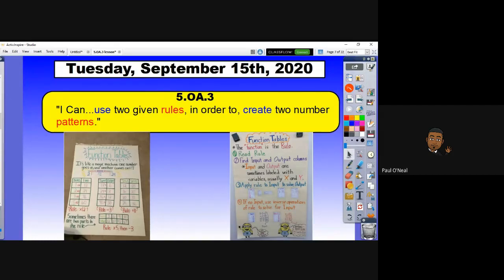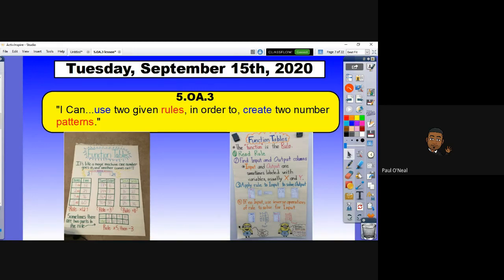All right, everybody. Today is Tuesday, September 15th, 2020. We're going to continue with what we were talking about yesterday, looking at two given rules in order to create two number patterns. Again, I have posted two pictures dealing with two given rules and coming up with two patterns for it.